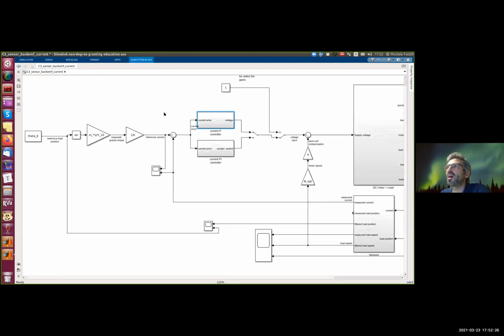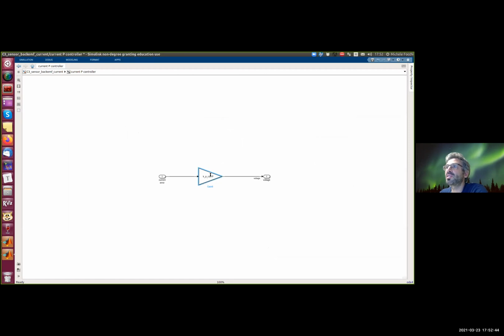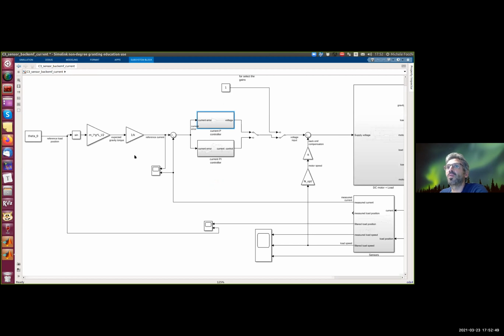That is, if you remember the class on the current control, a voltage that is fed to the system. And on top of that, we add the back EMF compensation. But to design the current controller, we need to understand what is the value of this gain. To do so, remember, we presented at the lecture on tuning PID controllers a method called the Ziegler-Nichols method, where you should have your system, right?